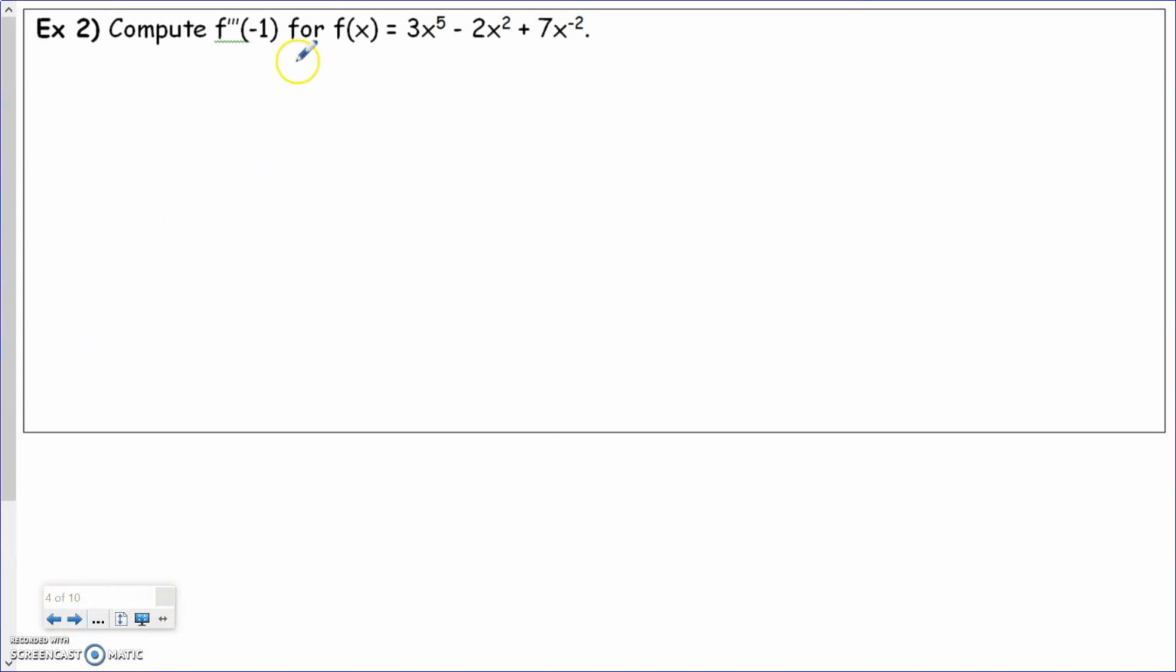Okay, number 2, ignore my spelling and grammar check there. Compute f triple prime for the function. Okay, so we need to find the third derivative. So the first derivative uses the same rule. 5 times 3 is 15. Take 1 from our exponent. 2 times negative 2 is negative 4. Take 1 from our exponent. Negative 2 times 7 is negative 14. And take 1 from our exponent.